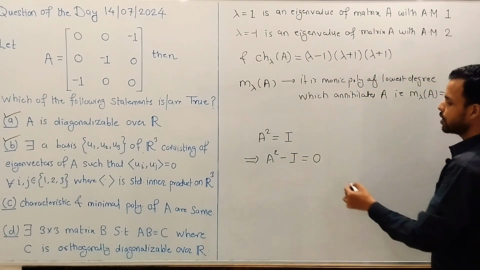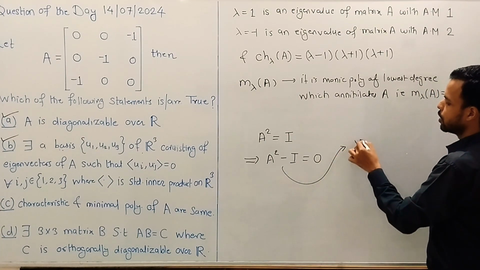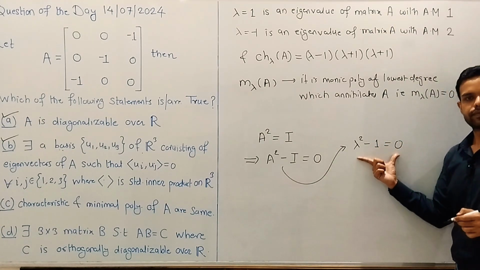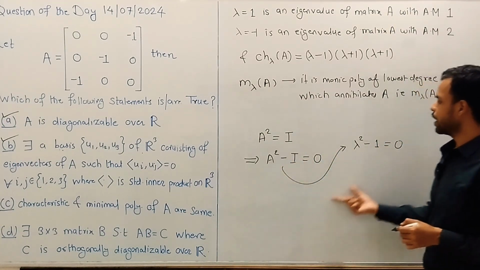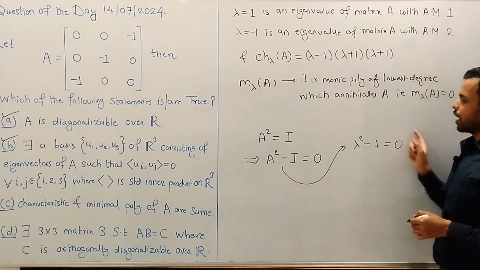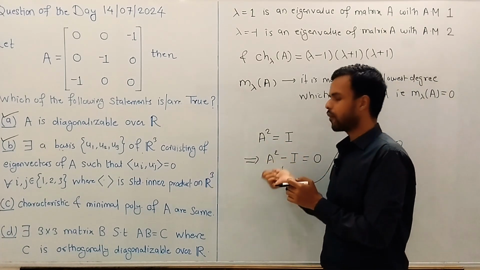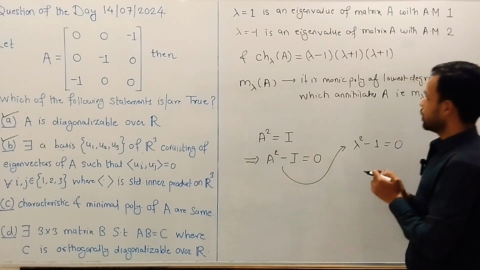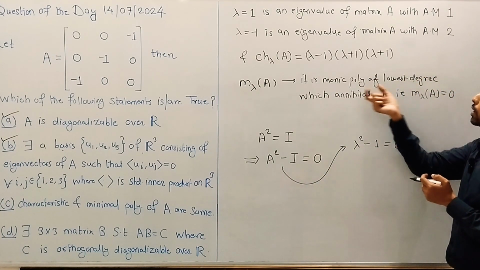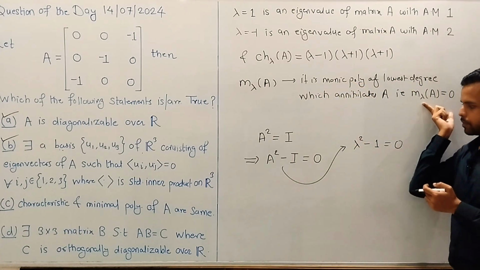So we see that the matrix A satisfies lambda squared minus 1 equals 0, this equation. That means lambda squared minus 1 is an annihilating polynomial for the matrix A. But by definition, the minimal polynomial is a monic polynomial of lowest degree which annihilates the matrix A.